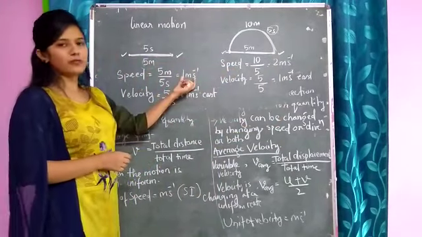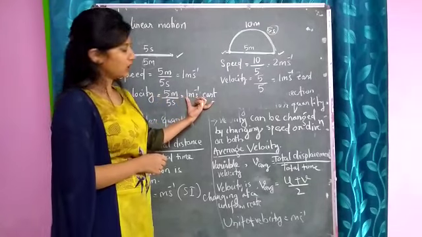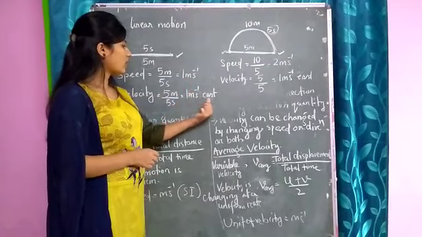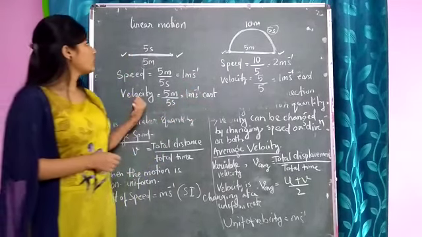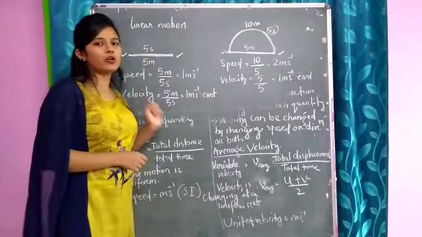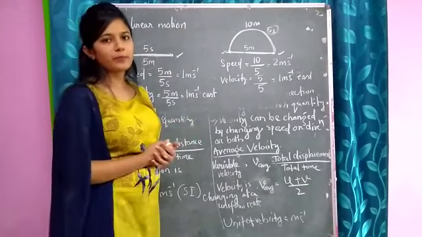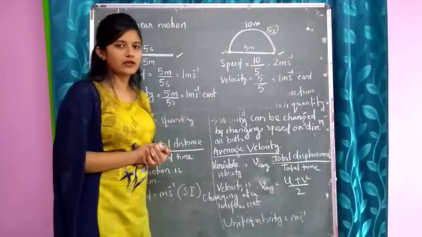So this is the basic idea regarding speed and velocity. Speed requires only magnitude, whereas velocity requires both magnitude and direction. If the magnitude of speed or the direction changes, then velocity will also change, and only for the case of linear motion will the speed and velocity be equal. So go through this topic. Next class we will discuss acceleration. Thank you, students.